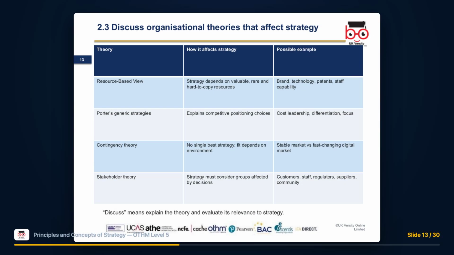For Criterion 2.3, discuss the organisational theories that affect strategy. The resource-based view, where strategy depends on valuable, rare, hard-to-copy resources like brand or patents. Porter's generic strategies, explaining competitive positioning. Contingency theory, where the best strategy depends on the environment. And stakeholder theory, where strategy must consider the groups affected. Discuss means explain each theory and evaluate its relevance to strategy.